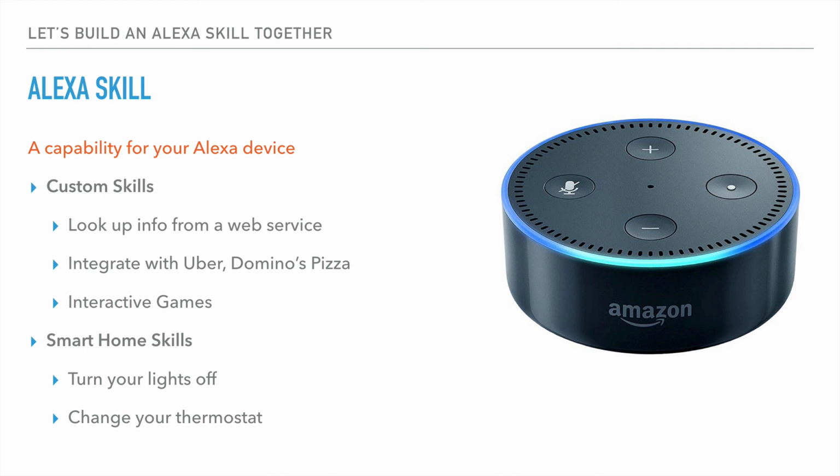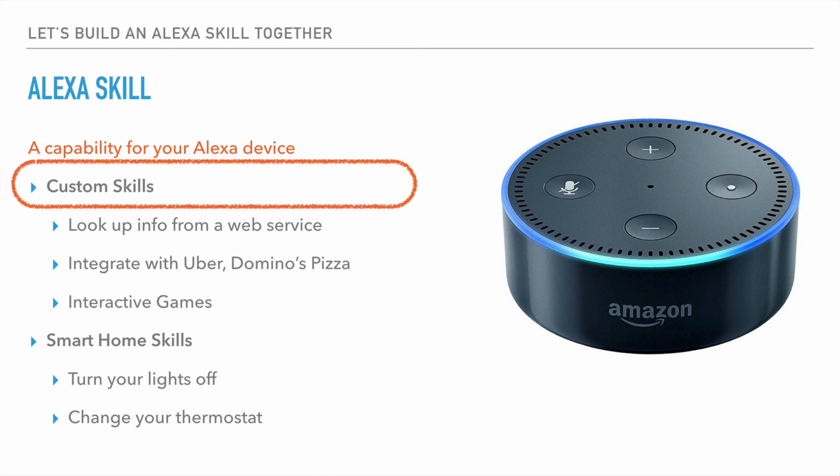Here we go. An Alexa skill is a capability for your Alexa device. There are custom skills like looking up info from a web service, integrating with Uber, Domino's Pizza, that sort of thing, interactive games. Then there are smart home skills. These are skills that turn your lights off in your house, change your thermostat. There's a third skill called flash briefing, but that's beyond the scope of this presentation. Today we're going to be working on a custom skill, and so that will be our focus.